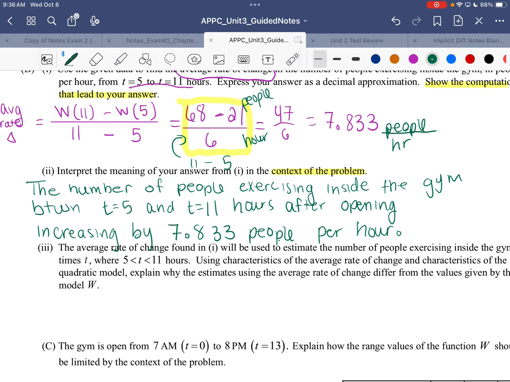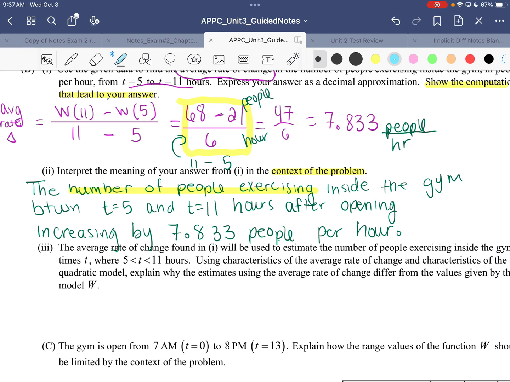Okay. So, I know that was a lot to write. You have about 15 minutes per FRQ. You will have time to write all of that. Don't rush it and lose out on points. So the context that's the most important part of this is the number of people exercising. You didn't really have to say inside the gym. That was unnecessary. But number of people exercising, that's literally the context of the question.